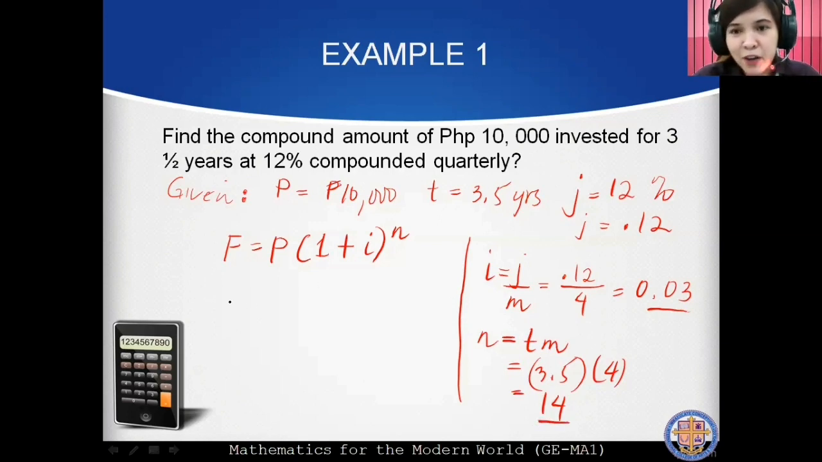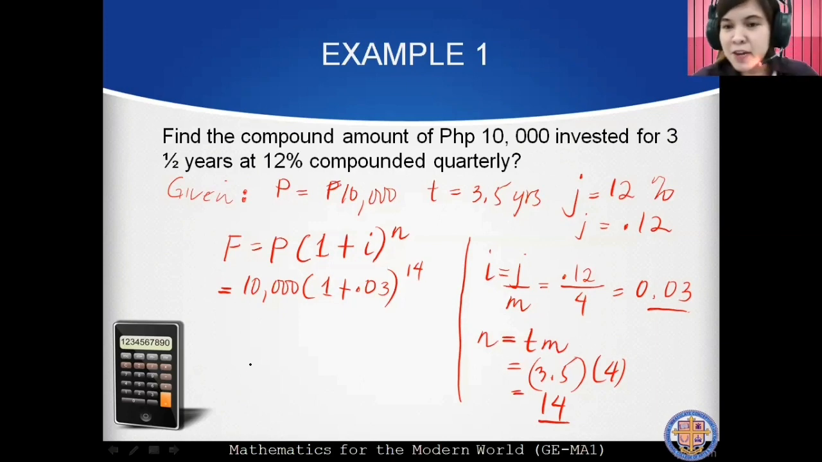Now, we can substitute in our formula for the compound amount. P is equal to 10,000 pesos, so let us just write 10,000, then times 1 plus I, which is 0.03, raised to N, which is 14. How are you going to press this in the calculator? Use a scientific calculator as much as possible, and press it straight, everything in one go, all together. You will not round off here. I want to get as exact an answer as possible, so your approximation is really close to the exact answer.